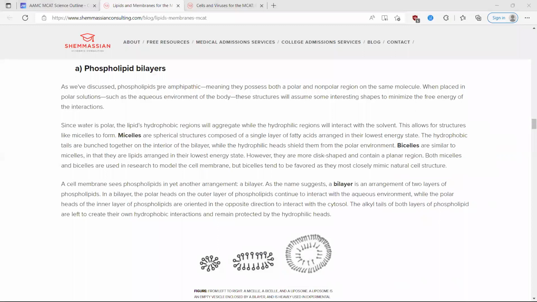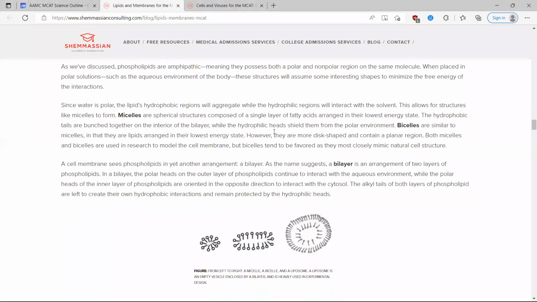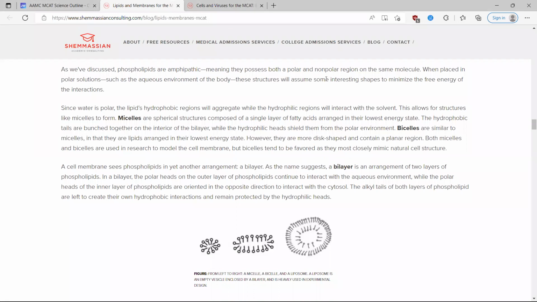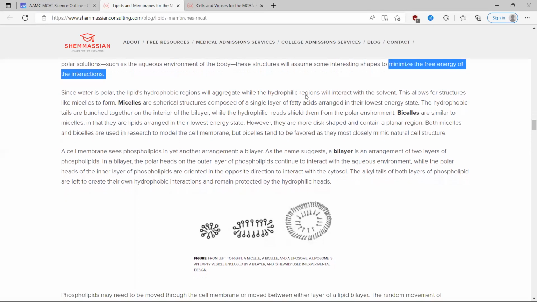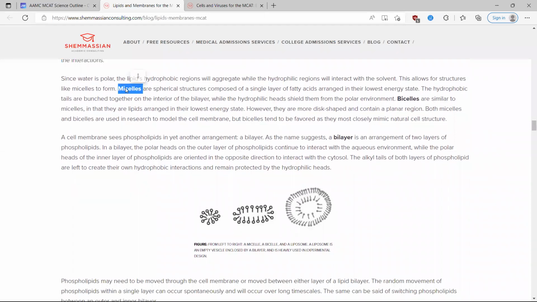So we talked about the bilayers, right? The bilayers will make some cool shapes that minimize the free energy of the interactions. Again, we talked about that solvation shell. We talked about how nonpolar molecules make the water a little bit more rigid, right? So there are some structures that they assume that maximize the water's capability to move. Even though they're nonpolar, they still have to exist in an aqueous environment of our body, right? So they will form these interesting structures like my cells.